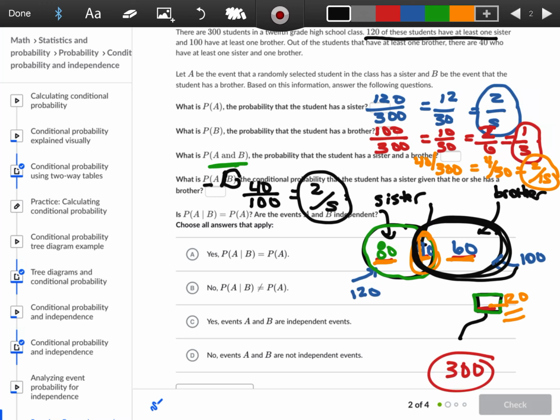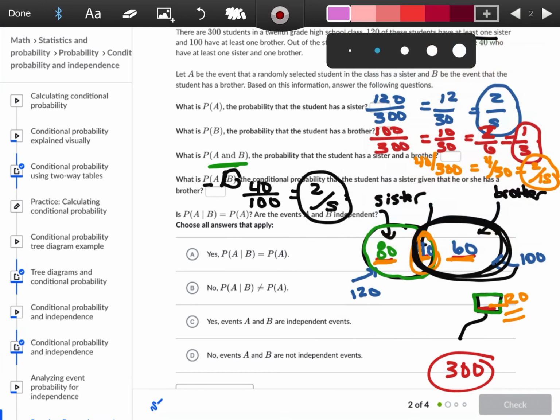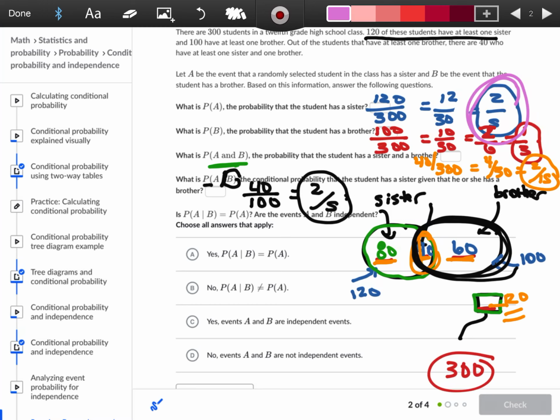Now, look what has happened in this case. I'm going to change some colors here so we can make it stand out. We're going to call it this purple. So the probability of me having a sister is a 40% chance. And the probability of me having a sister, given the fact that I already know I had a brother, is a 40% chance. And so what's going on here is it doesn't really matter if I had a brother or not. I still had a 40% chance of having a sister.